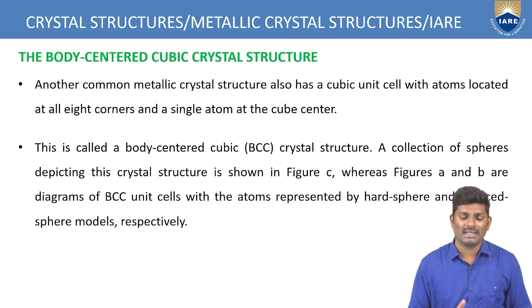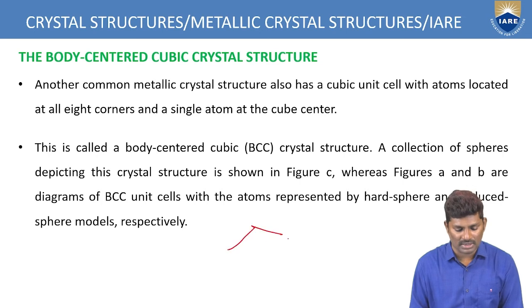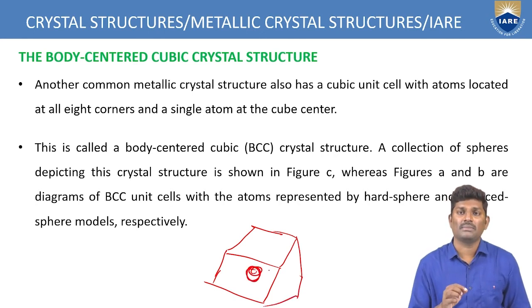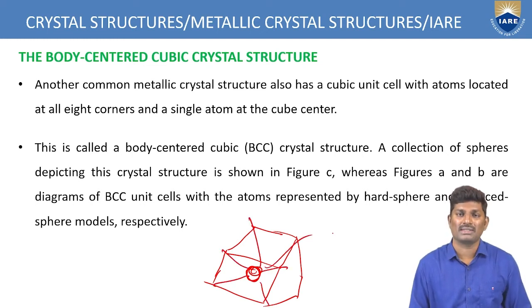Another common metallic crystal structure has a cubic unit cell, with atoms at all eight corners and a single atom at the cubic center. At this center you have a single atom, and this atom is bonded to all the corners. So this is called a body centered. Exactly at the center of the body you have an atom bonded to all the corners. That type of crystal structure is called BCC, body centered cubic crystal structure.